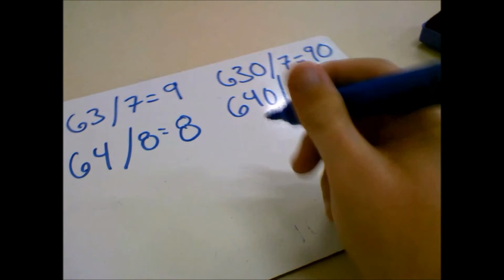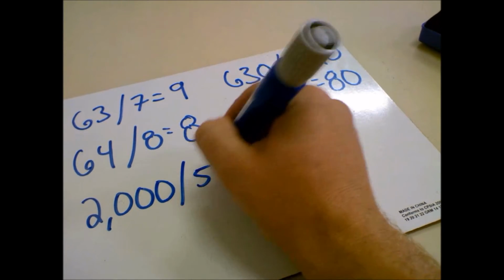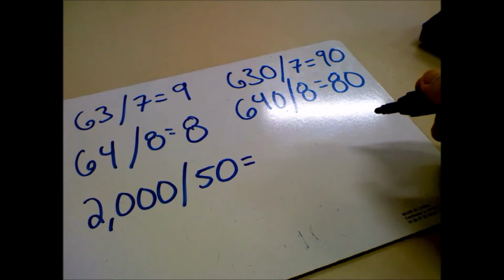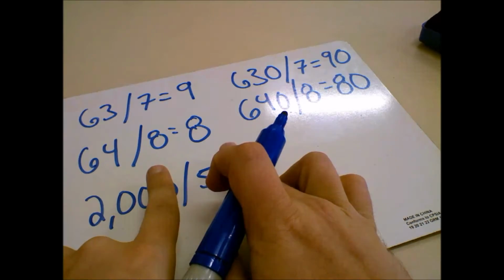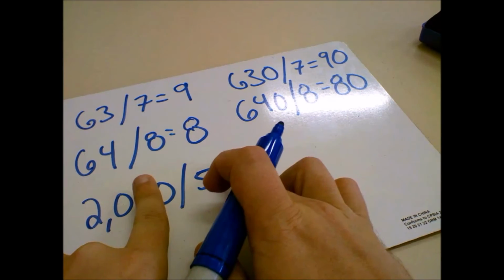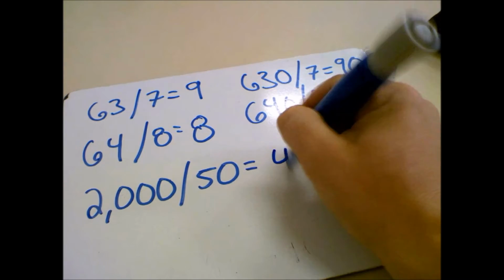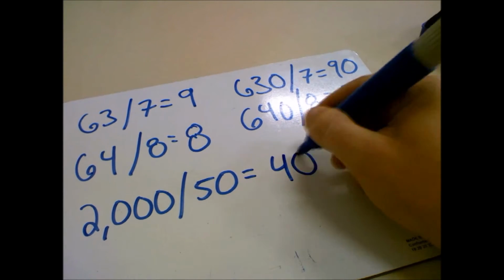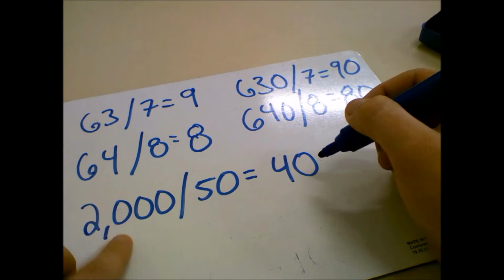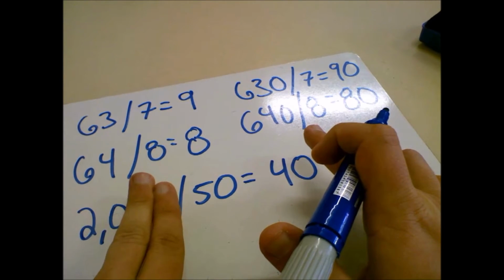We can extend this thinking further when we have even larger numbers. Okay. We have 2,000 divided by 50. Oh my gosh, such a large number. But what we can do is use what we know about fact families. How about 20 divided by 5? It's 4. And then we'd add another 0 that we took out. So 50 times 40 would be 2,000, just like 5 times 4 would be 20.